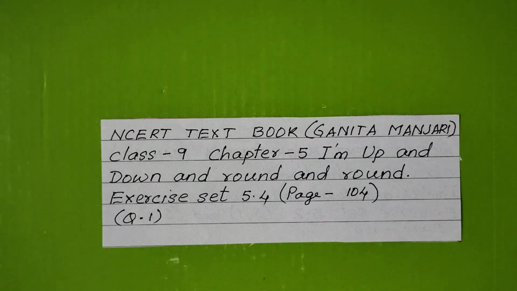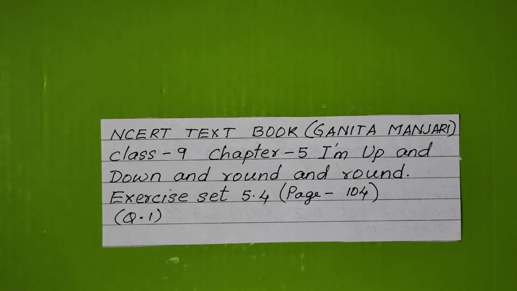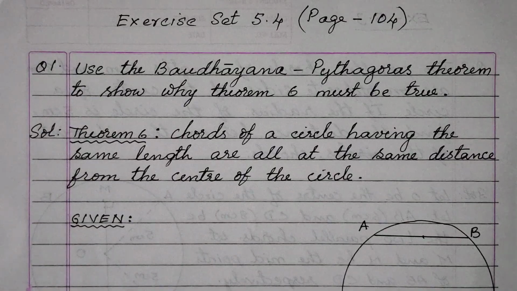Exercise set 5.4, on page number 104, question 1. The sum says, use the Baudhayana Pythagoras theorem to show why theorem 6 must be true. Here we have to prove theorem 6 by using the Baudhayana Pythagoras theorem.